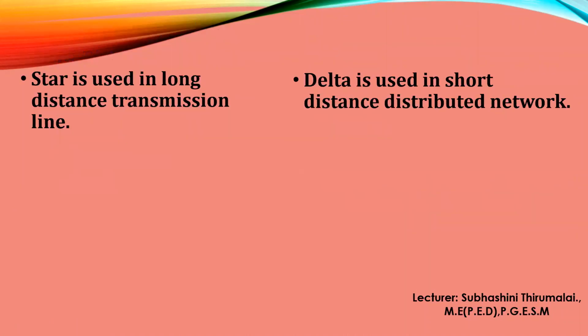The last point: star is used in long distance transmission lines and delta is used in short distance distribution networks. For distribution systems, we use delta connected systems. So this is the main difference between the star and delta connection.